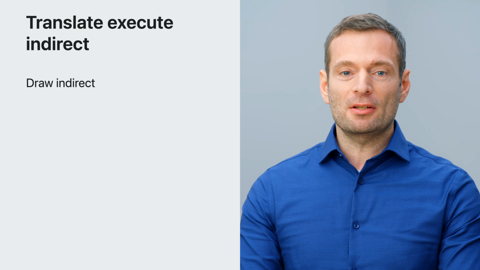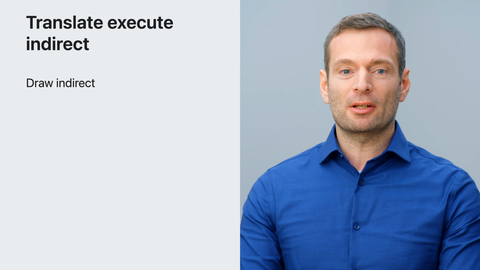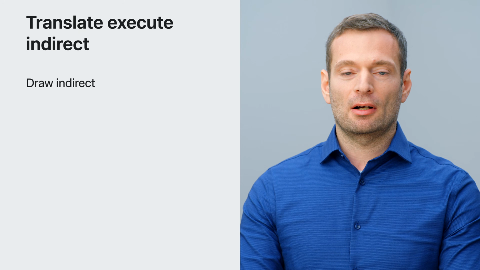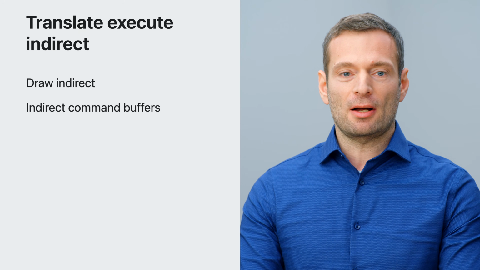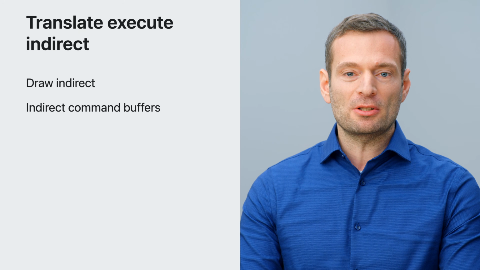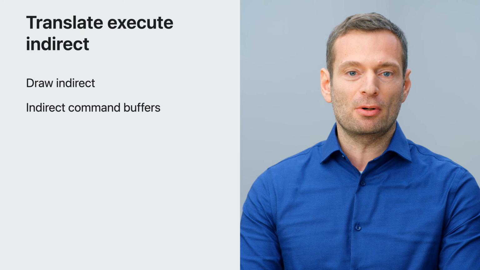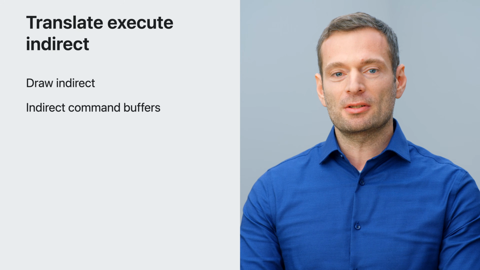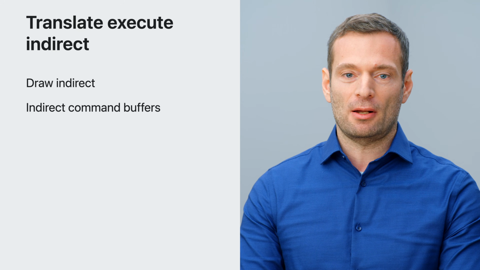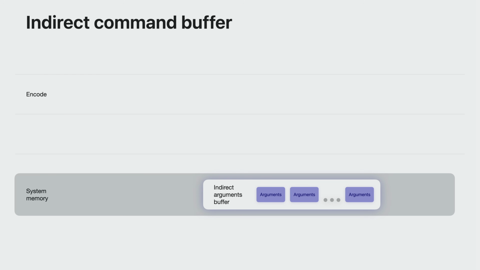This approach is very easy to implement and will work in almost all situations. However, if you have scenes with thousands of draw calls and performance in your game is limited by the CPU encoding time, you should consider indirect command buffers in Metal. ICBs are a superset of buffers with indirect draw arguments.